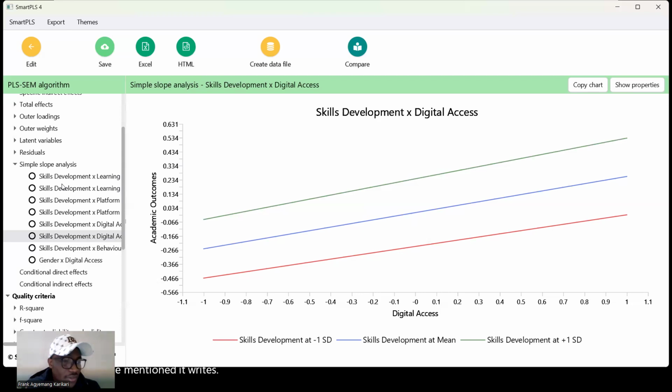Any questions? So please, can you go over that again? You said the steeper it becomes, the more what? The more interactive it is?